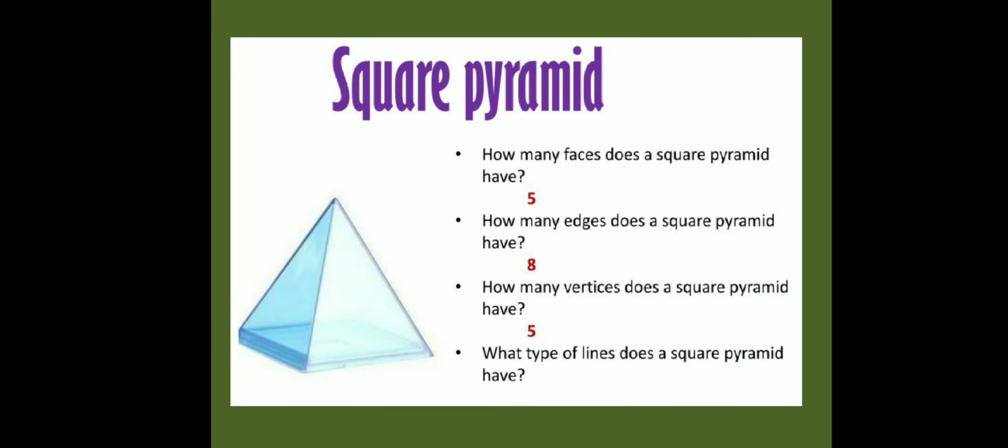Square pyramid. Let us learn about the square pyramid. A square pyramid has a square as its base and triangles as the lateral faces. It has 5 faces and 8 edges, 4 above and 4 below. It has 5 corners or 5 vertices.